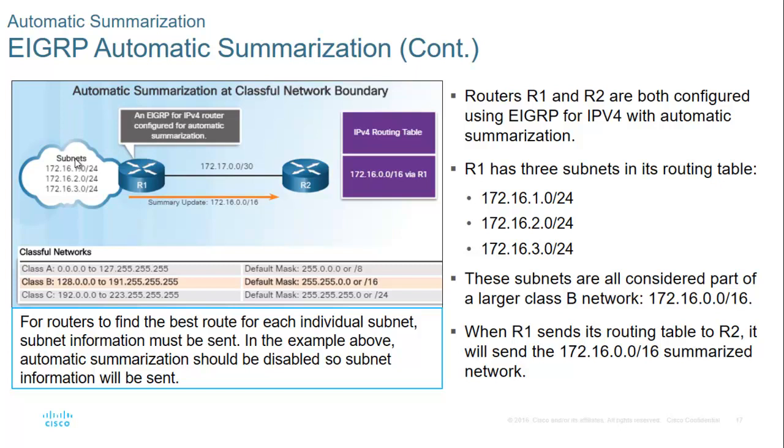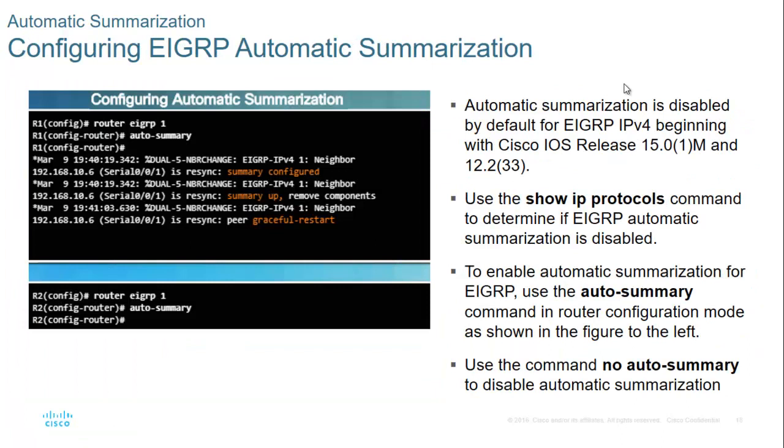For routers to find the best route for each individual subnet, subnet information must be sent. In this example above, automatic summarization should be disabled, so subnet information will be sent. Automatic summarization is disabled by default for EIGRP version 4 beginning Cisco IOS release 15.0 and 12.2. You can use the show ip protocols command to determine if EIGRP automatic summarization is disabled. To enable automatic summarization, use the auto-summary command. To disable it, use the no auto-summary command.